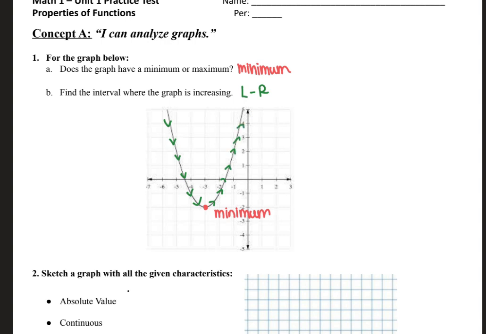So if I were to highlight the part of the graph where it's increasing, that would be on the right-hand side. So the increasing part of the graph is right here.